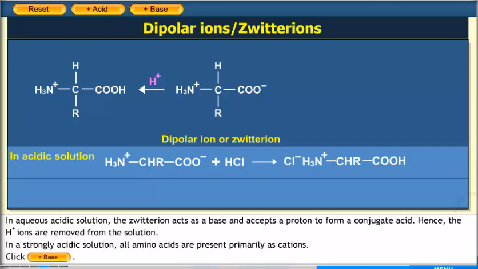In aqueous acidic solution, the Zwitterion acts as a base and accepts a proton to form a conjugate acid. Hence, the H+ ions are removed from the solution. In a strongly acidic solution, all amino acids are present primarily as cations. Click the plus base button.